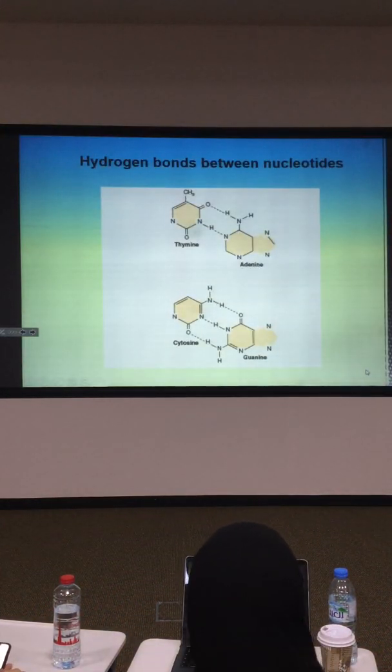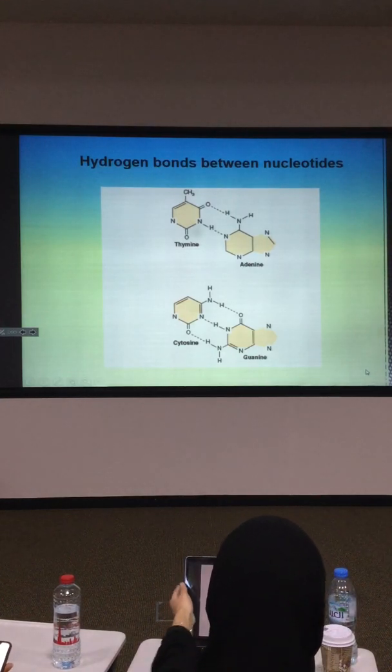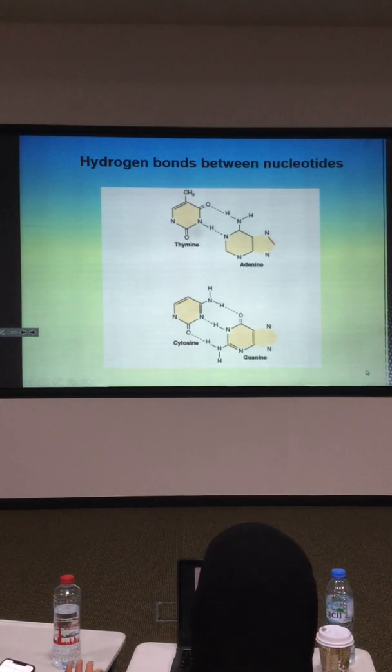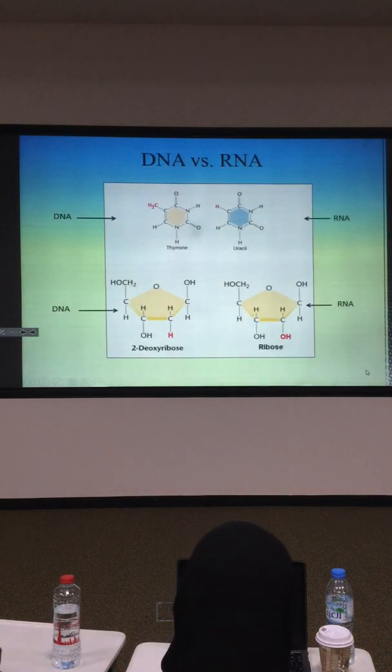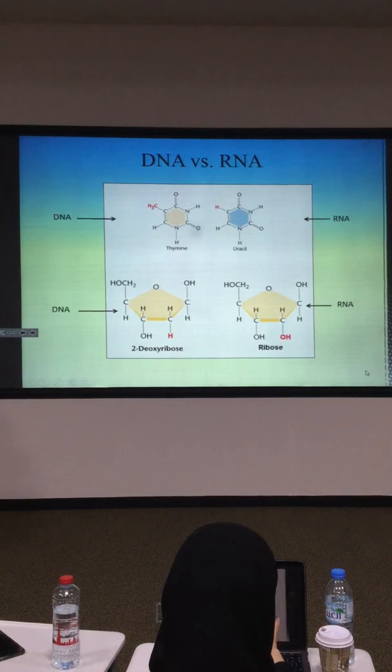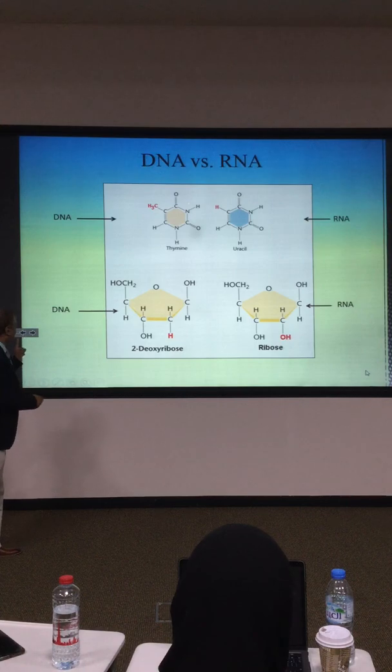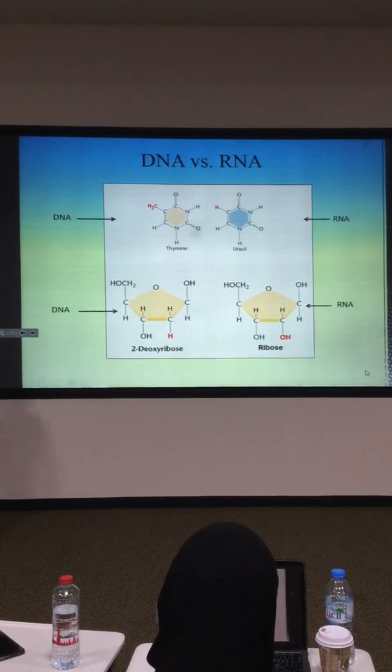So again, showing here the number of hydrogen bonds between A and T and G and C. And this is the power holding two strands of DNA together. And what is the difference between DNA and RNA? So the first difference is the base, right? So uracil is present in RNA and thymine is present only in the DNA. And another one is the sugar, ribose sugar or deoxyribose sugar.